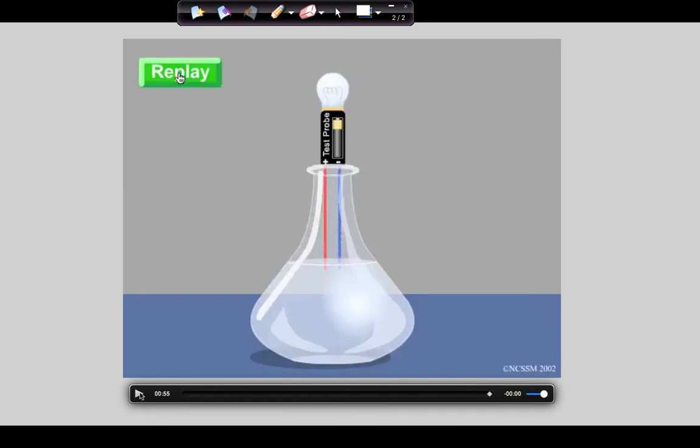Go ahead, Justin. So are all ionic compounds electrolytes? That's a really good question. And the answer for now is yes, but it's not really the answer. So let me back up on that. Let's take what you said one step at a time. Are all ionic compounds electrolytes? And the answer is actually, if they dissolve, yes.